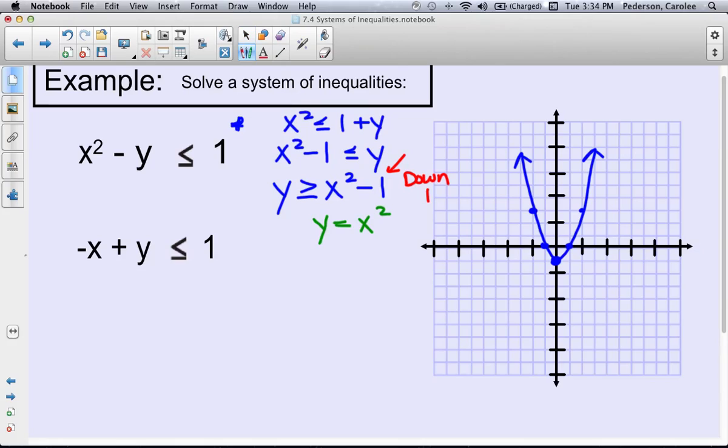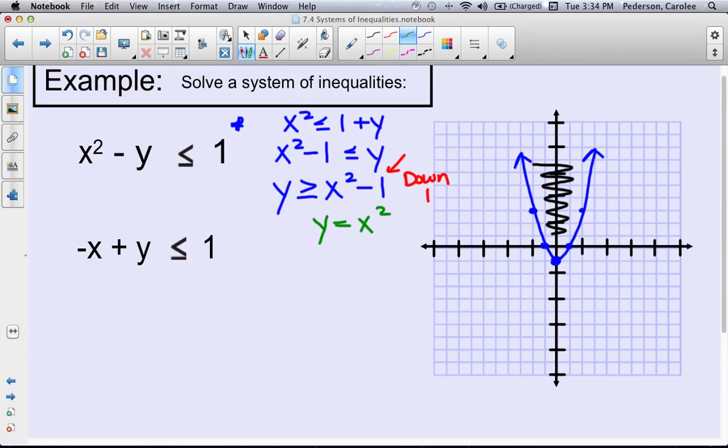Now we are going to shade the solution to that inequality. It says it's greater than, so we're going to shade the greater piece, which is inside. If you're not sure, just test a point inside and then 1 outside, to see which one is true. Now we're going to go ahead and graph the other inequality.